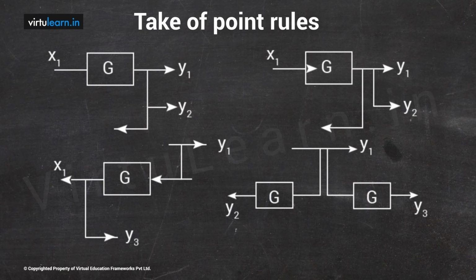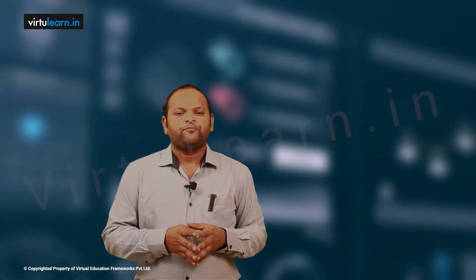Similarly, another example where again you can split it, but in this case when you are splitting, G comes into the picture. Therefore, for y1 through G I am taking another output, and again y1 through G I am taking another output. So y1 I am not taking directly, I am multiplying with the G here. This way also we can split the takeoff points.